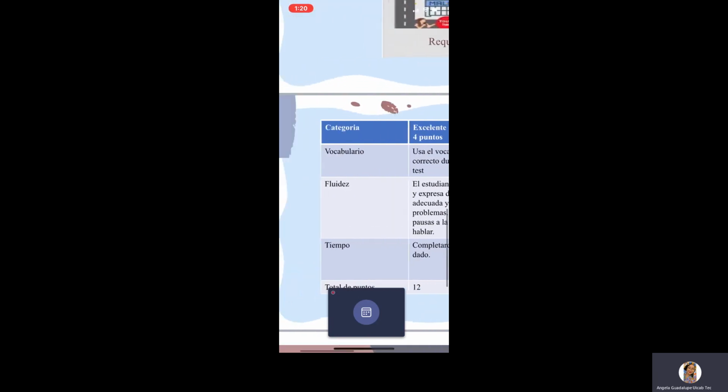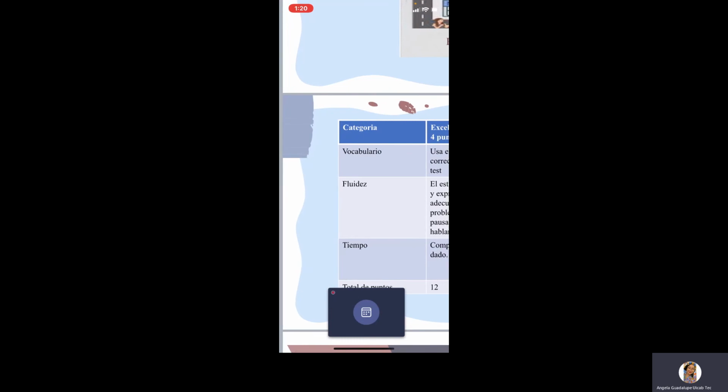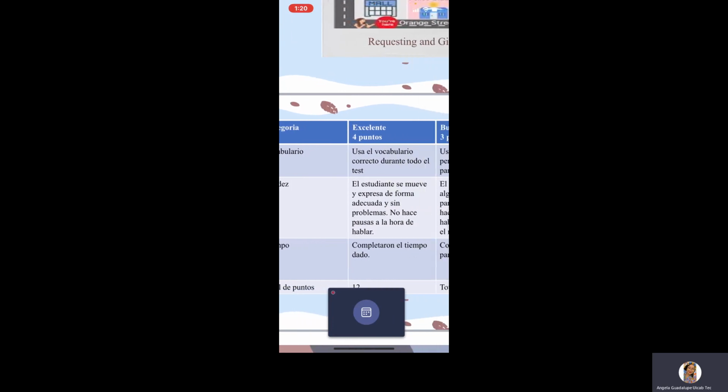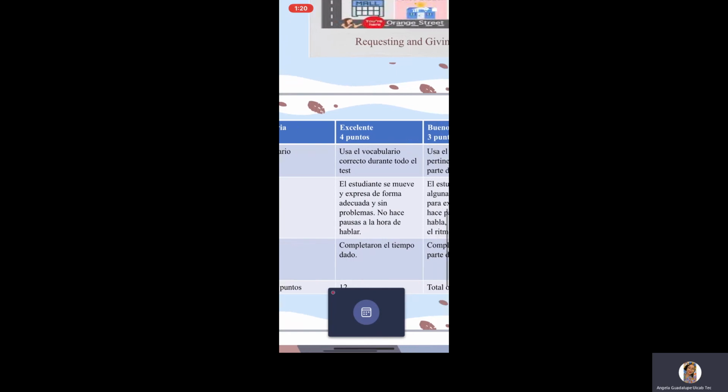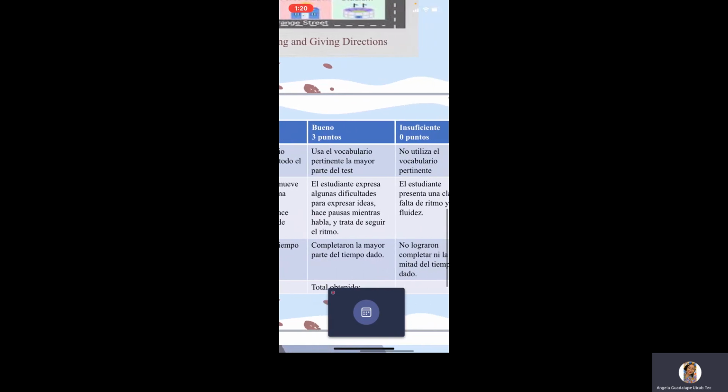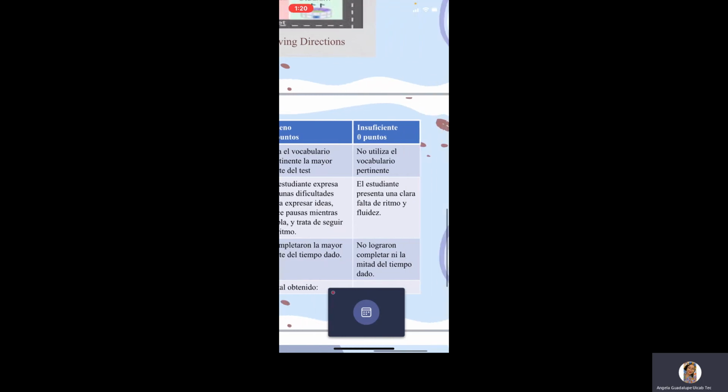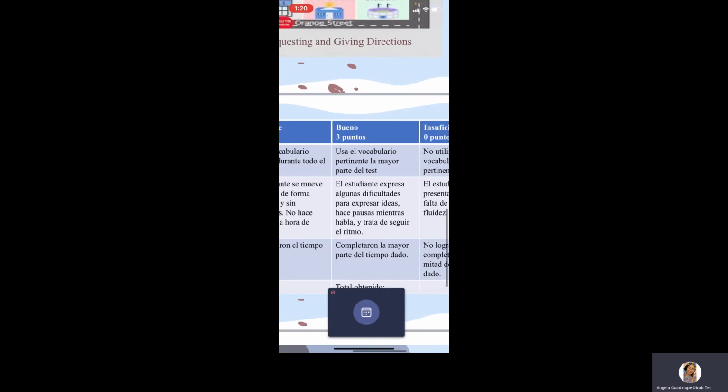The other category is fluency. If the student expresses themselves adequately without problems, they get 4 points. But the other student who has problems generating what to say has 0 points, or maybe 3 points, depending on the student. So in total there are 12 points, or the agreed score marks according to what the rubric evaluates in students.